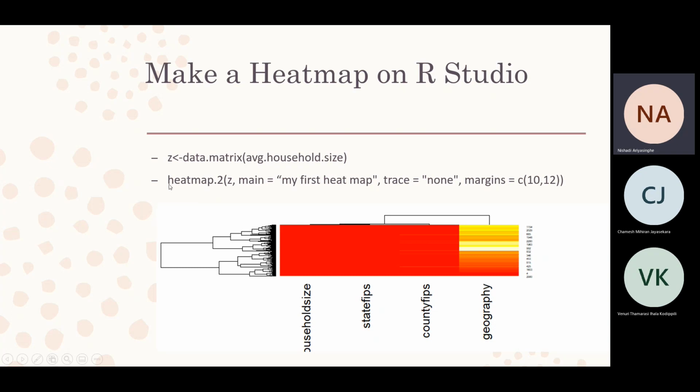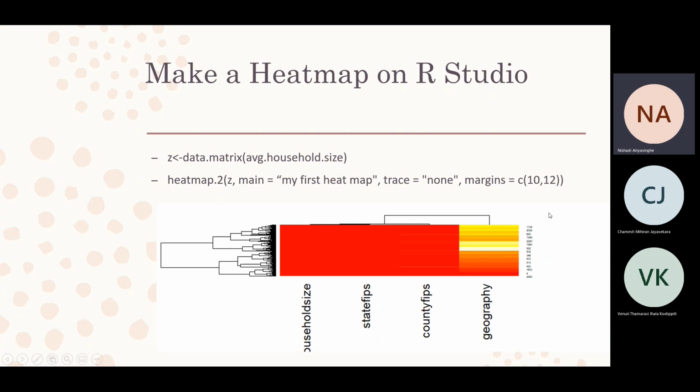Then the function is heatmap.2, right? So the data set is this one. First of all, you have to write the data set. Here, Z is the data set. Z includes the data inside this file, right? Then main means the name of the heat map. Trace none, yeah, this is a kind of default value.